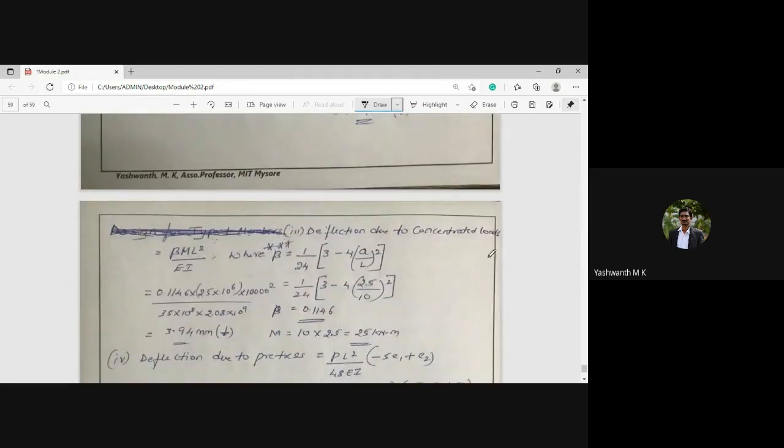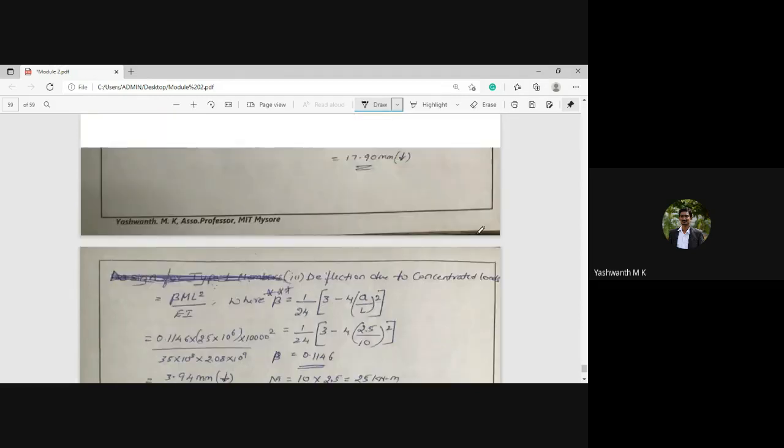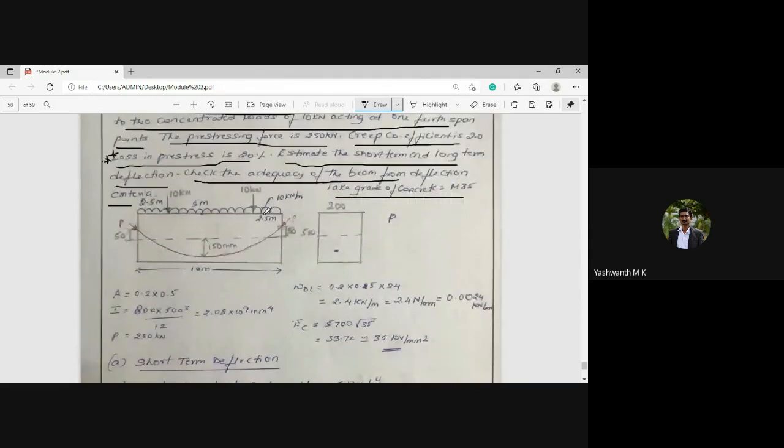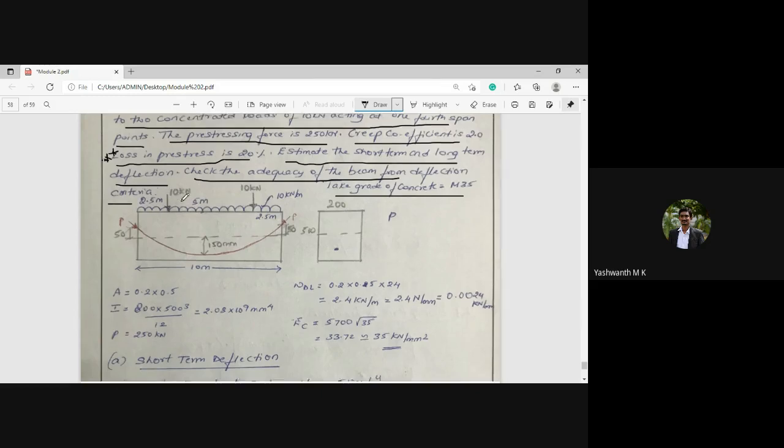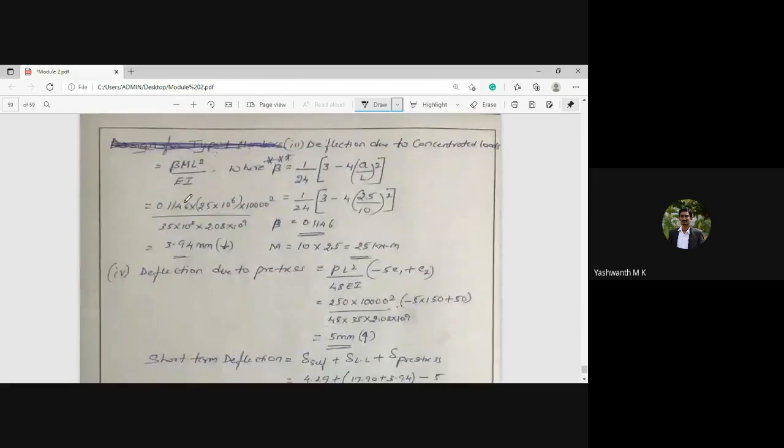Next, deflection due to concentrated loads. Please observe, these concentrated loads will be acting at a different span. This will be acting at 1/4 span, not at mid span or not at 1/3 span. It is acting at 1/4 of a span. So for this, let me go ahead with the formula.